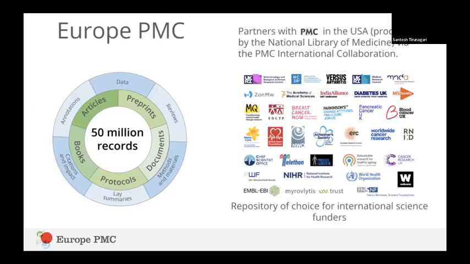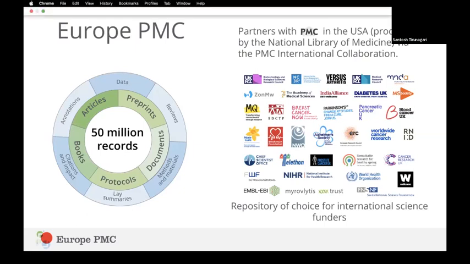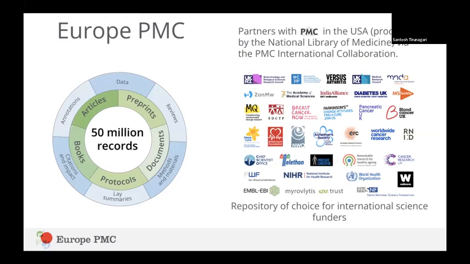Europe PMC partners with PMC in the USA, produced by the National Library of Medicine via the PMC International Collaboration. We are a repository of choice for several international science funders. We have around 50 million records at the moment, and it's growing day by day, including articles, preprints, documents, protocols, and books.